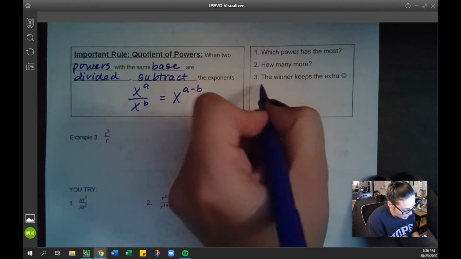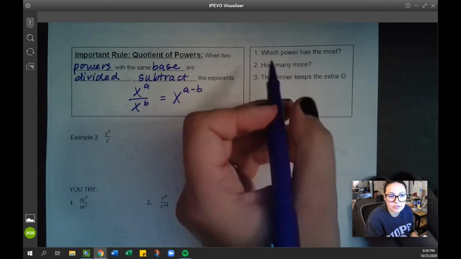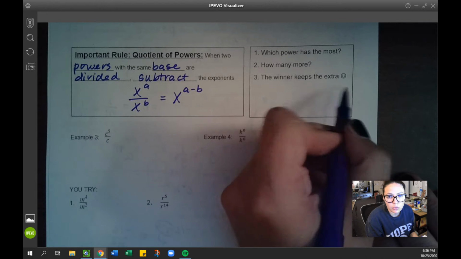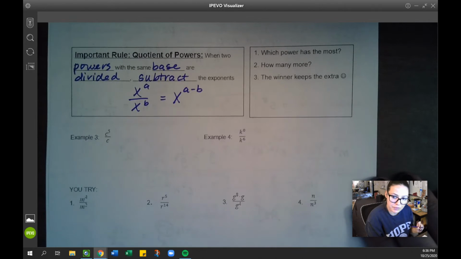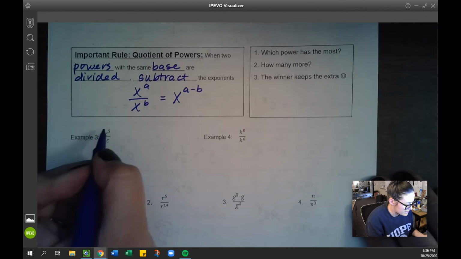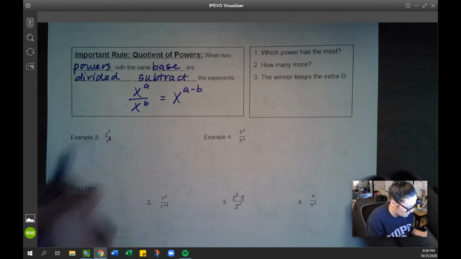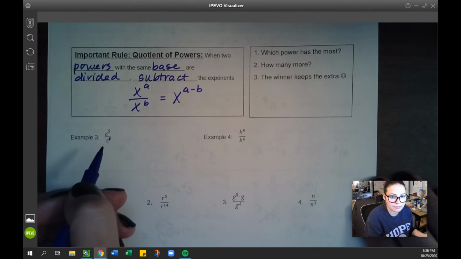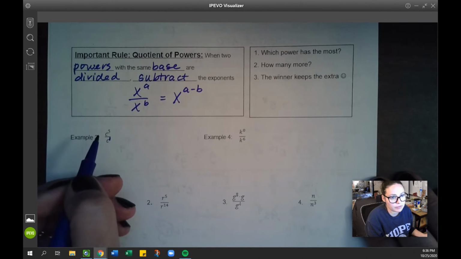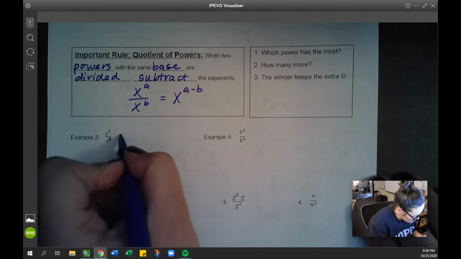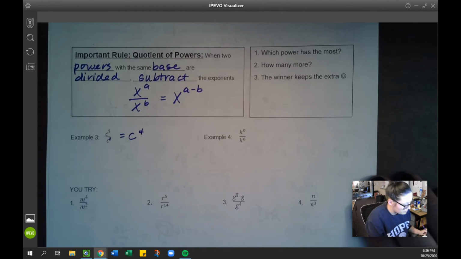So here are the questions that we ask ourselves. Which power has more? How many more? The winner keeps the extra. Let's try those with this next example. C to the 5th over C, that's really C to the 1. Which one has more, the top or the bottom? The top has more. How many more? Well, 5 minus 1 is 4. So this is C to the 4th.